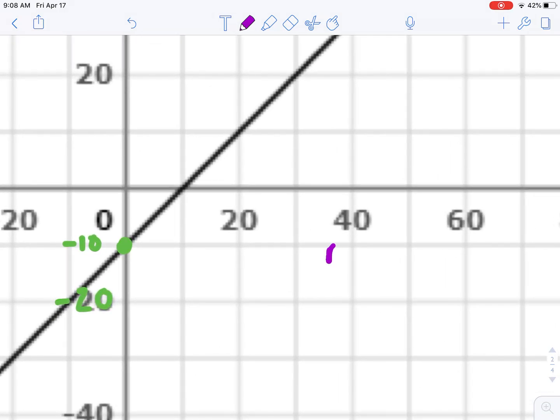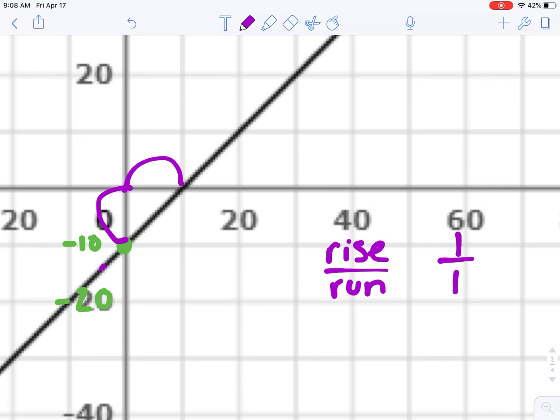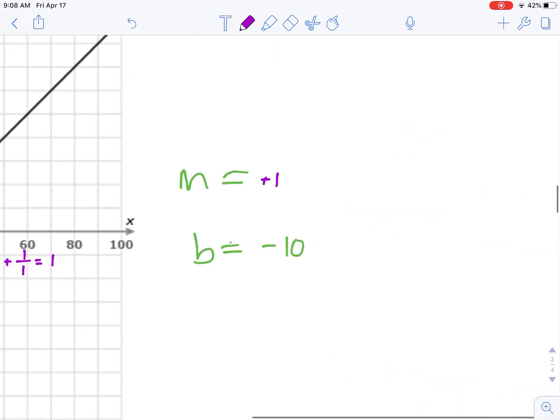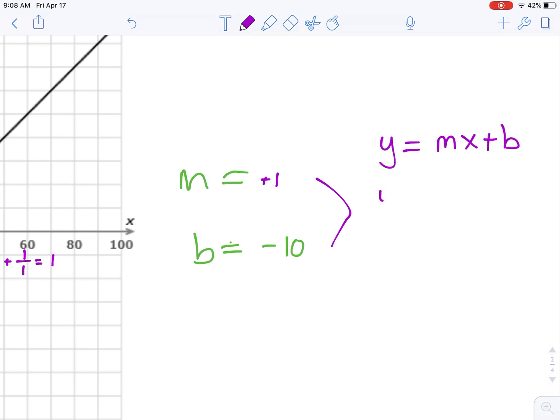Now we want to find our slope. Rise over run. How much do we go up? 1. How much do we go over? 1. If it's up a hill, that means it's positive, and 1 divided by 1 is 1. So a positive 1. Putting those two things together, let's write our equation y equals mx plus b. So we have y equals, our slope is 1x, and then our y-intercept is -10.